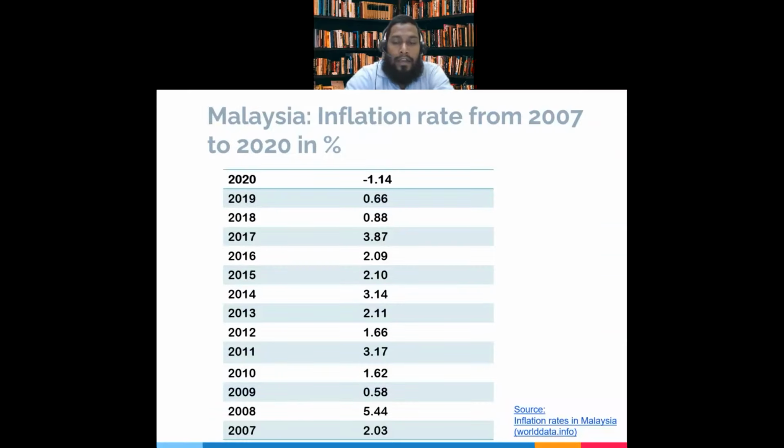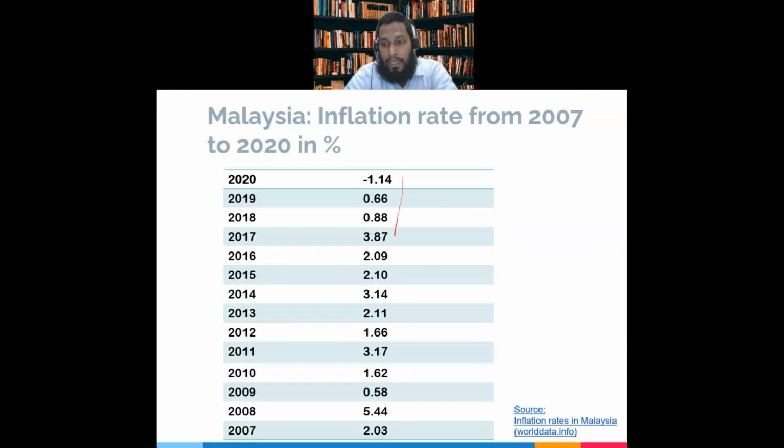And here is an example of inflation in Malaysia from 2007 to 2020, and we can see the highest inflation was in 2008, and then more or less it's between 2 to 3% of inflation until 2017, and then from 2018 to 2020 the inflation rate was quite low. Even in 2020 there was minus 1.14, meaning it was a deflation.